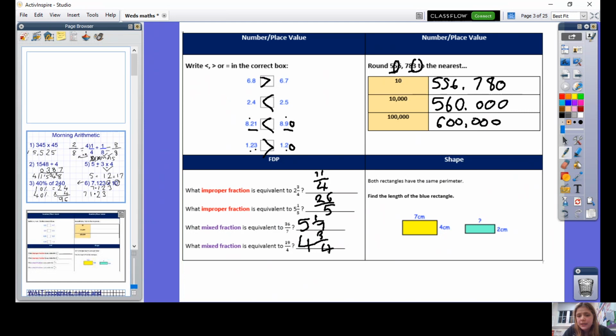Okay, both rectangles have the same perimeter. Find the length of the blue rectangle. First, I needed to find the perimeter of this shape. If you did 7 times 4, you found the area. Remember, the perimeter is a measurement around the outside. I know opposite sides of a rectangle are equal.